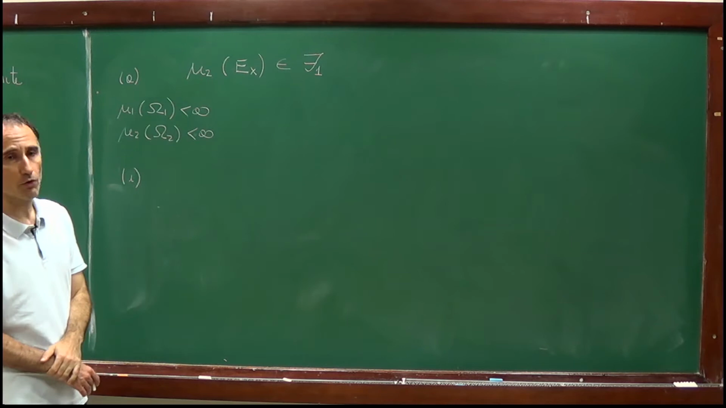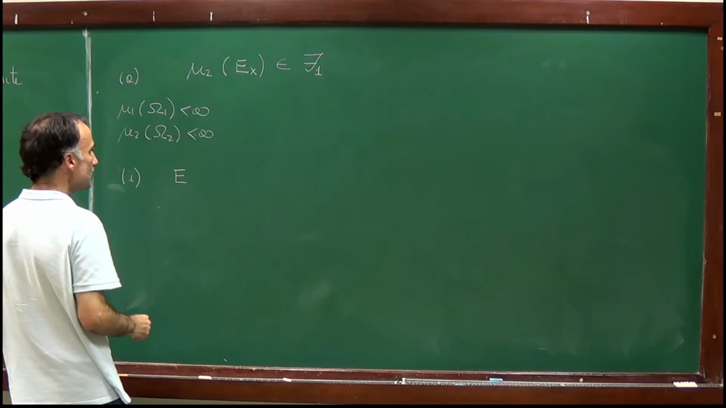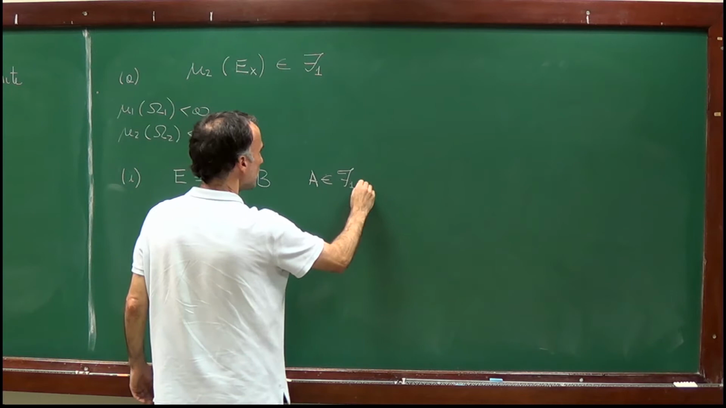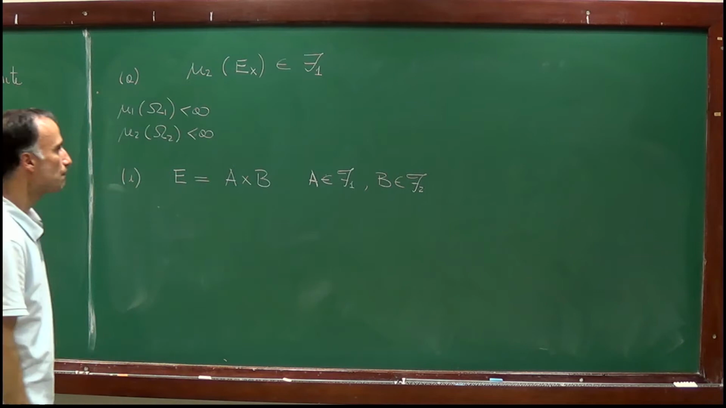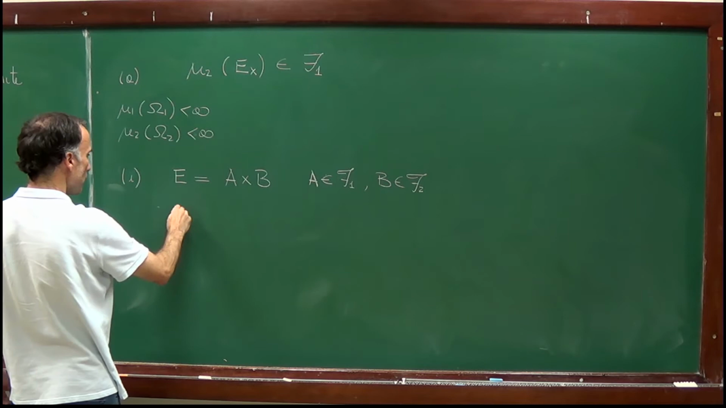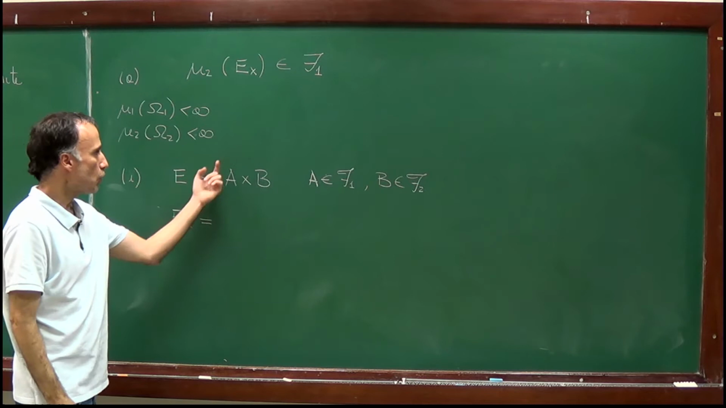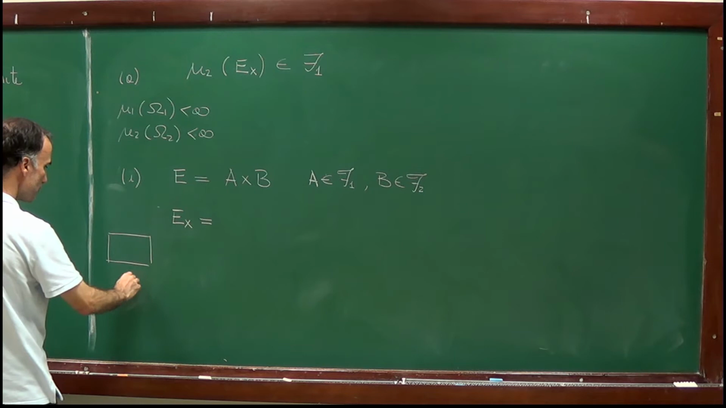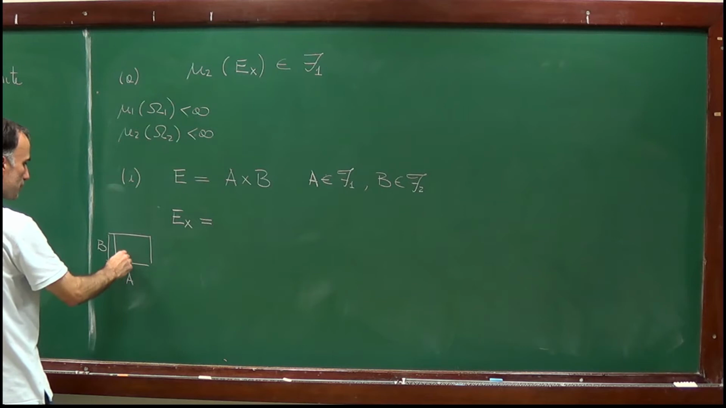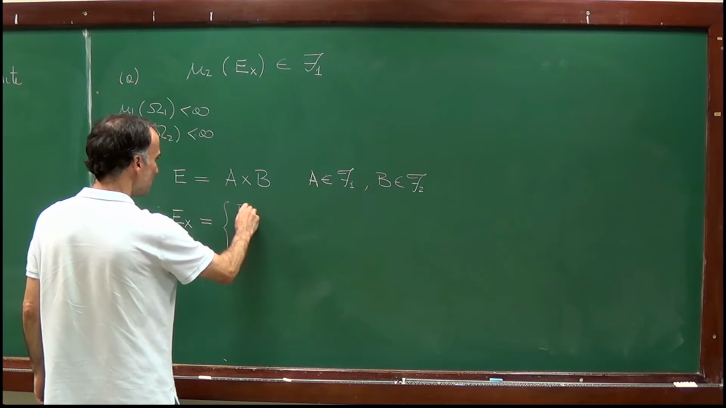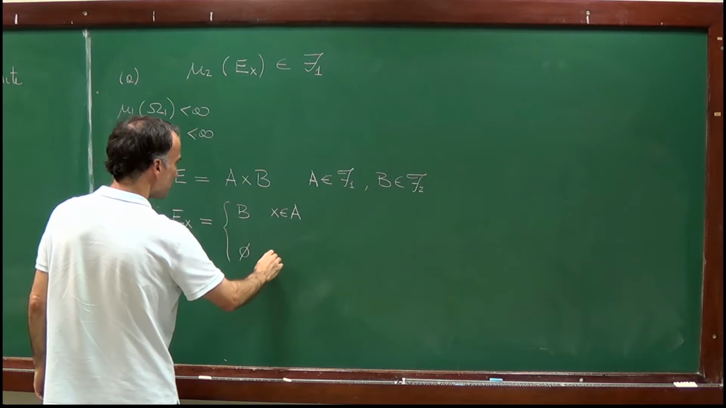So as I said, let me first assume that E is a rectangle, therefore that E is a set of the type A times B, where A belongs to F1 and B belongs to F2. So in this case, what is the section at x of the set E? Well, the section at x of this rectangle A times B, so remember, let me draw here a picture. Here is A, here is B. If I take x in A, the section is just B, while if I take a point x outside A, the section is the empty set. So the section is either the set B if x belongs to A, or the empty set if x does not belong to A.